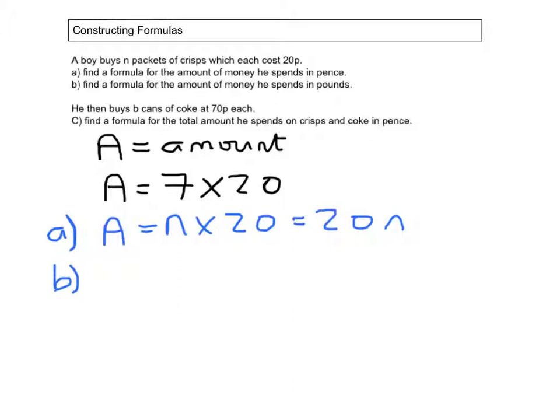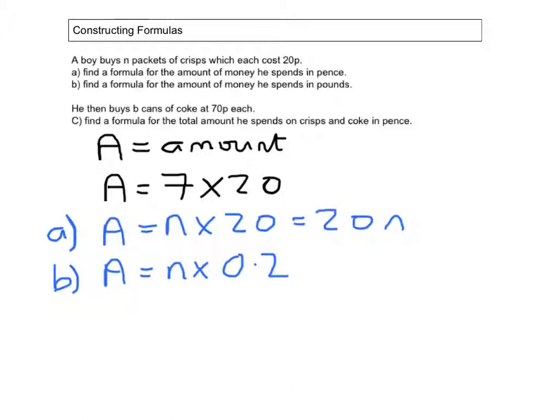Then let's think about part B. So in part B, again, A is the amount that he spends. I want it in pounds this time. Well, 20p is the same as 0.2 pounds.